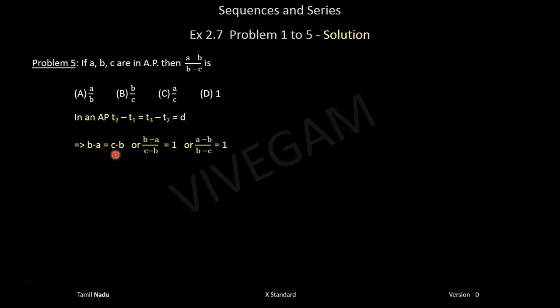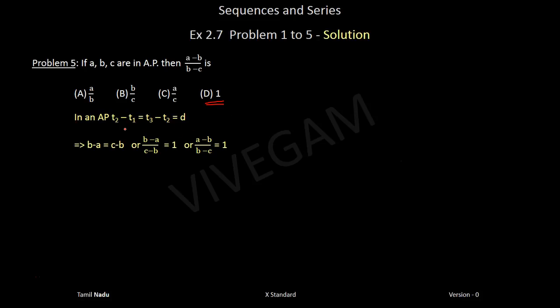Now, what you can do, you can bring this one this side. So it will become B minus A divided by C minus B equal to 1. Now, multiply both numerator and denominator by minus 1. So this will become A minus B divided by B minus C, that is equal to 1. We are asked to find the value of A minus B by B minus C, and we have found that to be 1. So the answer is option D. You got it?